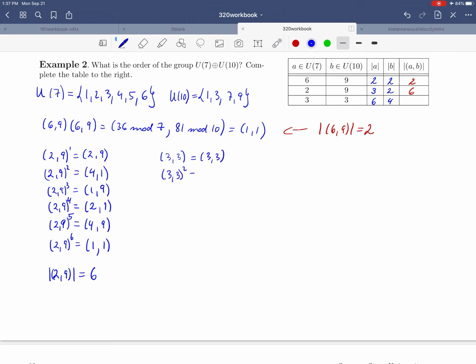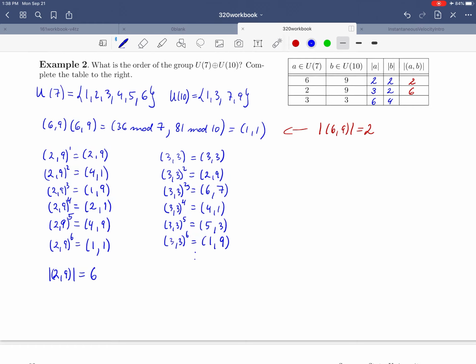So that is 3, 3. If I square, I get 2, 9. If I cube, I get 6, 7. And if this is too fast for you, just pause and convince yourself that my computations are correct. That's never a bad idea. It's 4, 1. If I take 3, 3 to the 5th power, I have 5, 3. If I take it to the 6th power, I get 1, 9. So I finally have a 1.